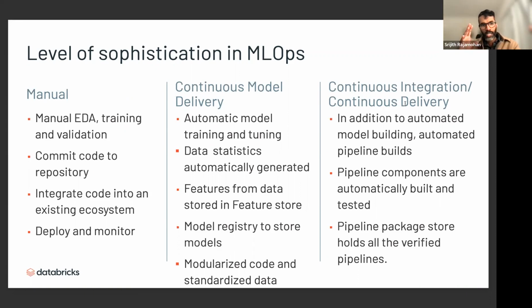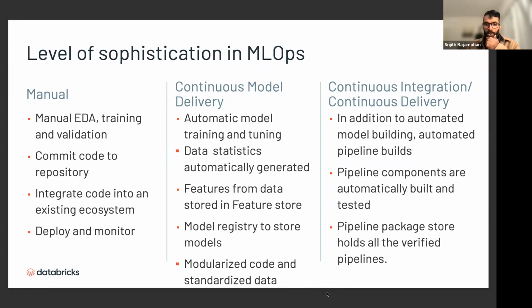This is usually the easiest way to do things when you're starting out, but becomes cumbersome as your team or your project scales. Then you have the continuous model delivery. I would say the majority of organizations perform a version of this. You have automatic model training and tuning. The data statistics are automatically gathered or generated. The features from the data are stored in some sort of feature store, so it's easy to discover and reuse. You also use something like a model registry to store the models. You also have modularized code and standardized data.